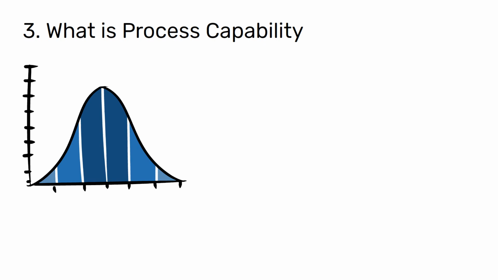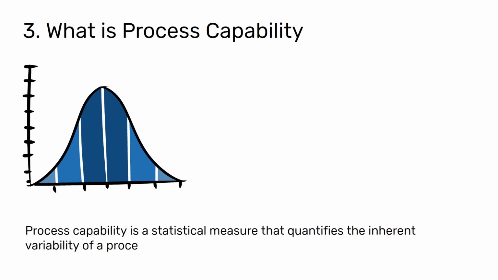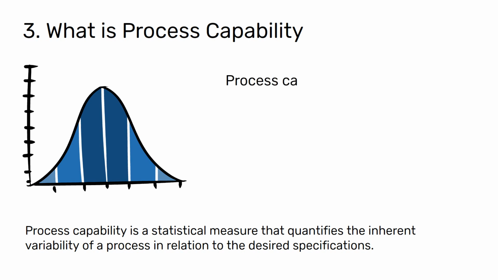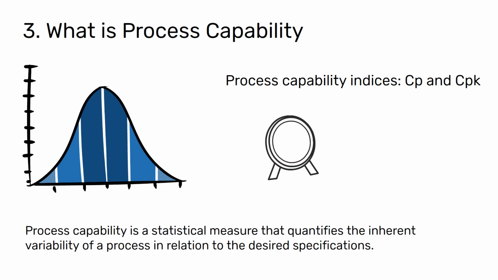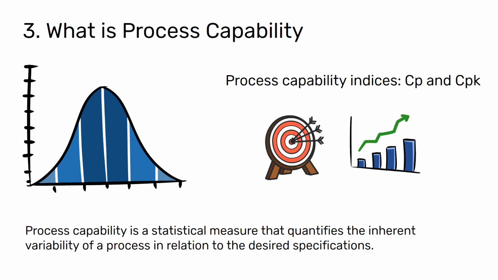3. What is process capability? Process capability is a statistical measure that quantifies the inherent variability of a process in relation to the desired specifications. It provides insight into the process's ability to consistently produce output within the defined tolerance limits. Manufacturers often use process capability indices, such as Cp and Cpk, to assess and monitor process performance. These indices compare the process variability with the acceptable tolerance range and indicate the capability of meeting customer requirements. Improving process capability involves reducing variability, minimizing defects, and enhancing process stability.